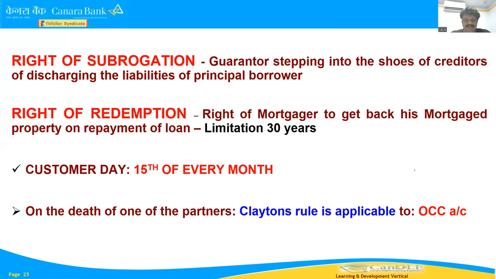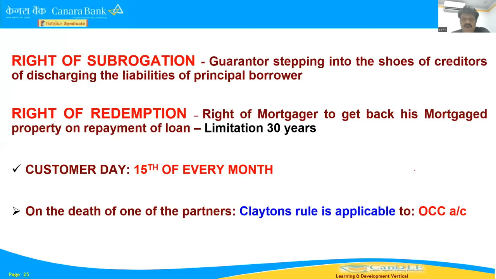Then comes right of redemption. Right of redemption means the mortgagor: you have mortgaged to a bank, you have given the loan documents. Once the loan is repaid, you have every right to take back the document. That is called right of redemption. Limitation is 30 years. Okay? Subrogation is very important. They never ask about redemption. Guarantor stepping into the shoes of the creditor is called right of subrogation.